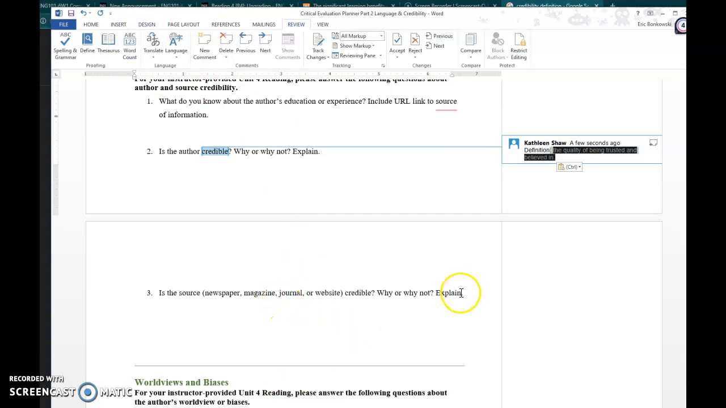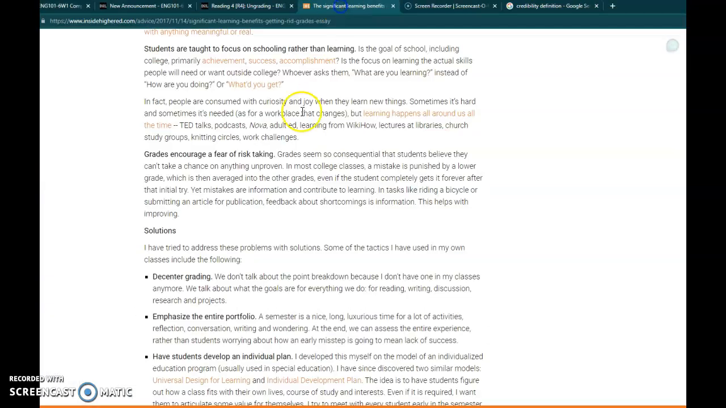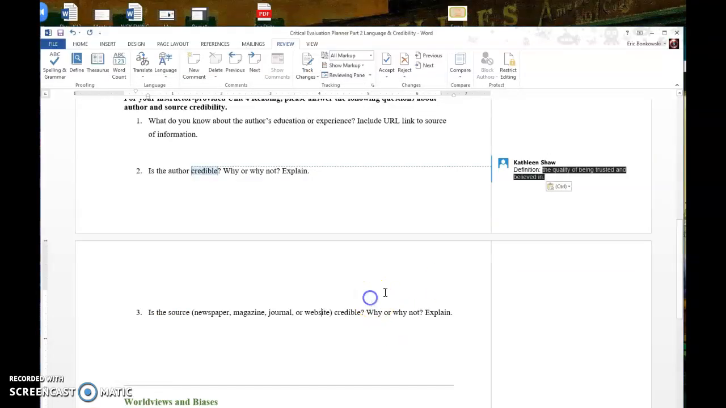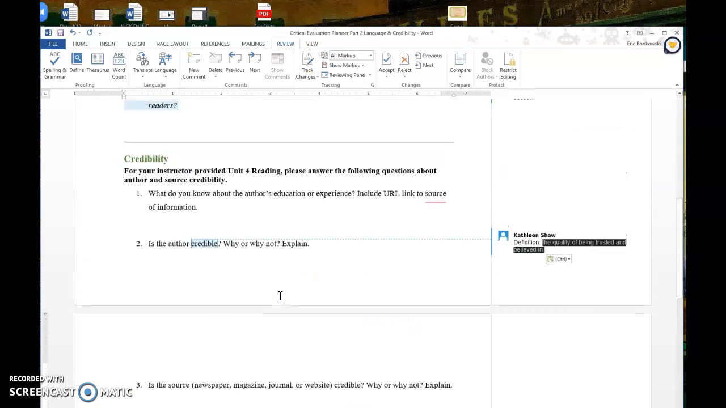And then the next question is about the source. So same question, is the source, the newspaper, the magazine, the journal, or the website, credible? In this case, the source is going to be Inside Higher Ed. So you can go and click on the About section on this website. You can read the Wikipedia on Inside Higher Ed. You can Google it. Figure out if we trust Inside Higher Ed as a source and answer that there. And that's what you'll do in this section. Credibility is your chance to get really into the Google and figure out more about your author and about your source.